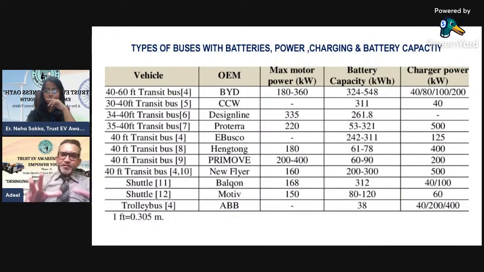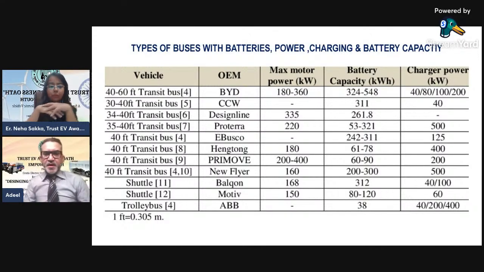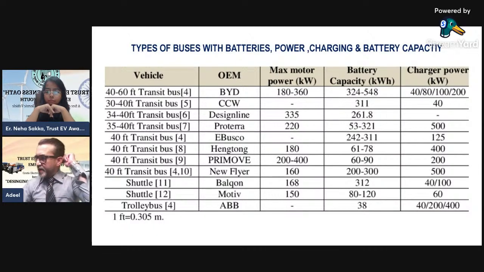So what we are trying to explain here is different types of bus with different capacities of batteries, and what kind of power, charging and battery capacity is required. And this also answers the question of how you can charge an electric vehicle and how much time it requires. So depending upon the battery capacity, charge power kilowatt, and maximum motor power requirement, it defines the time of charging.